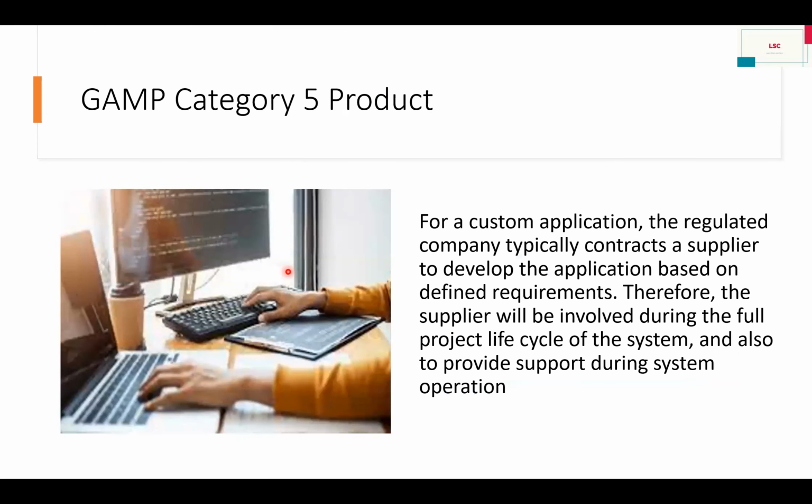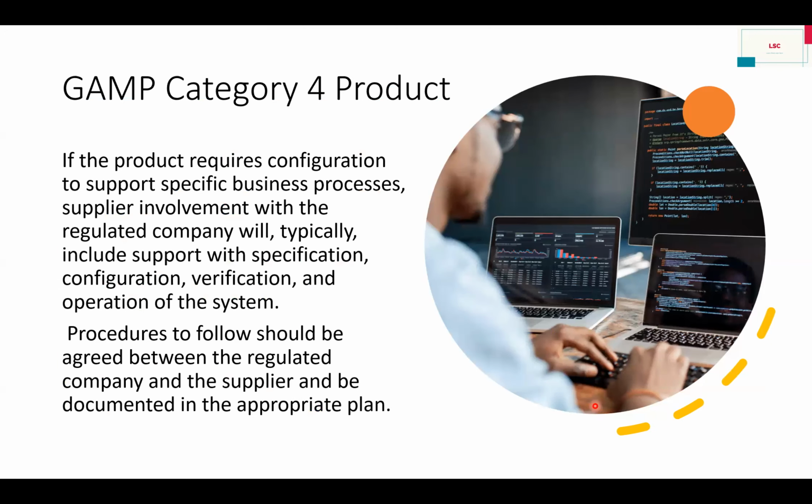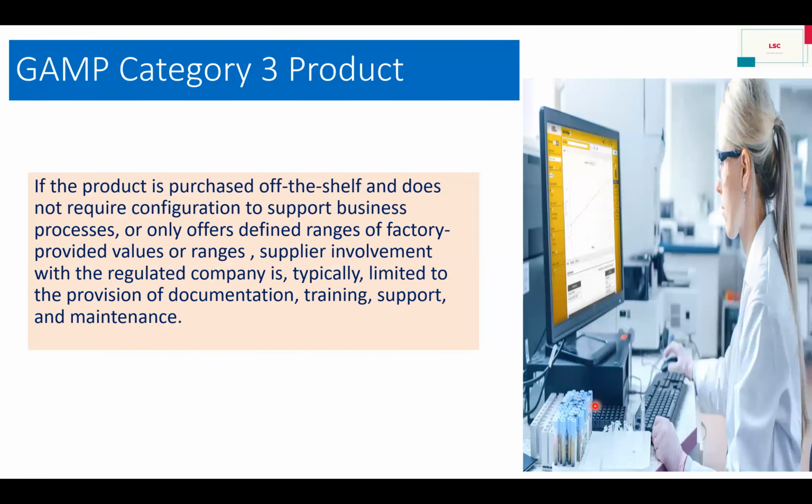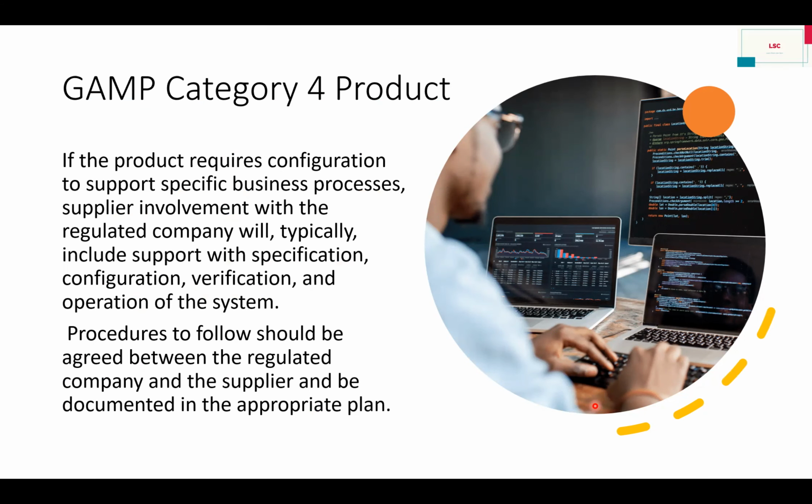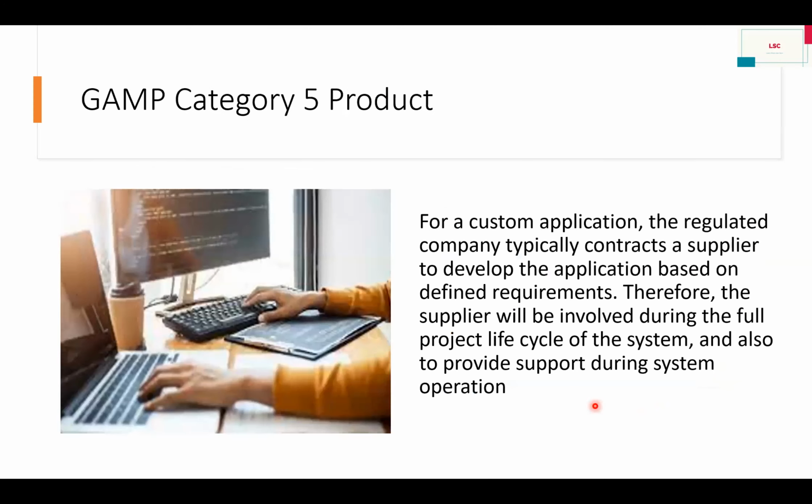Now category 5 product is the custom application. The regulated company typically contracts a supplier to develop the application based upon defined requirements. Therefore, the supplier will be involved during the full project life cycle of the system and also provide support during the system operation. What type of category are you going to implement? Accordingly, the responsibility of the regulated company and supplier is going to be at the next level of regulatory expectation.